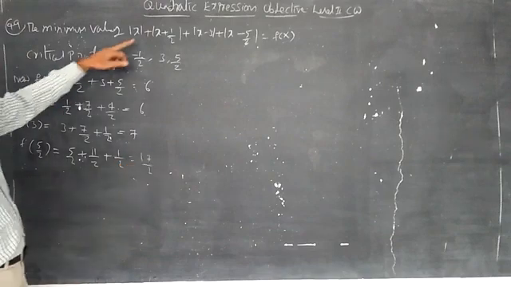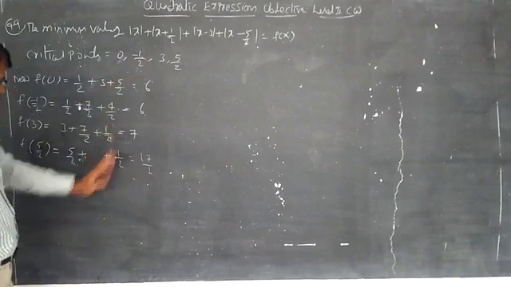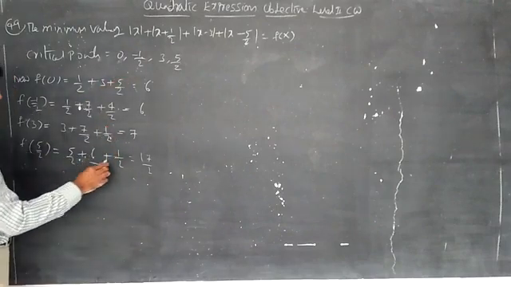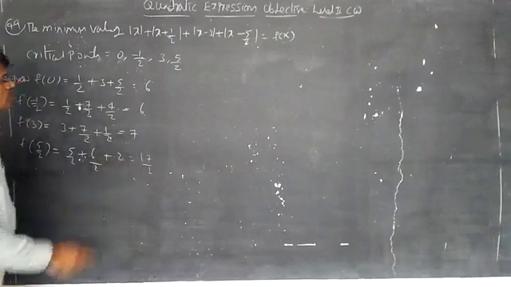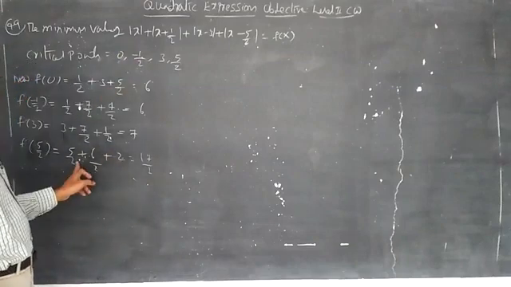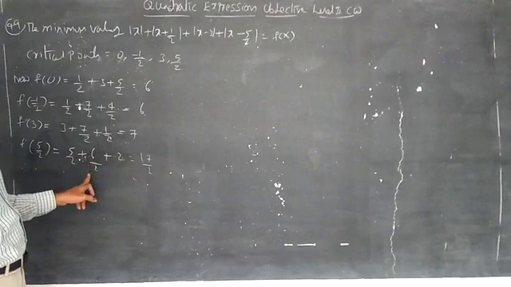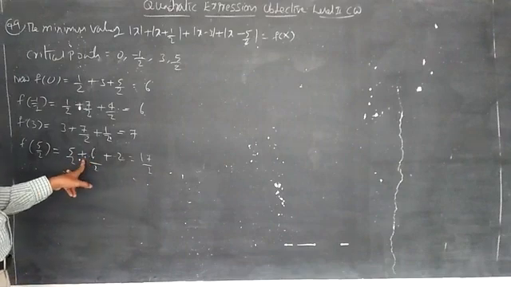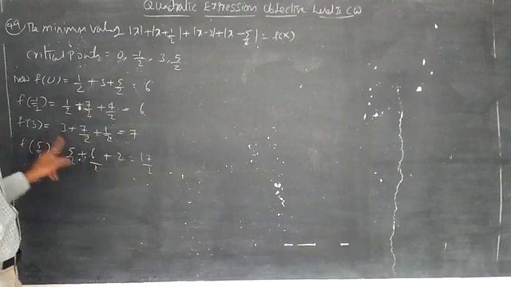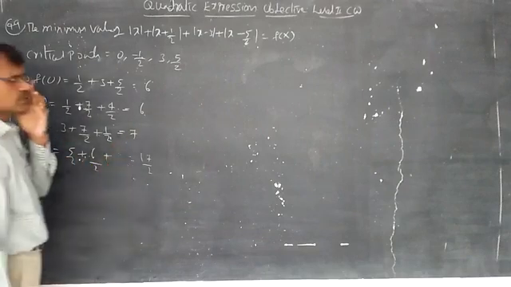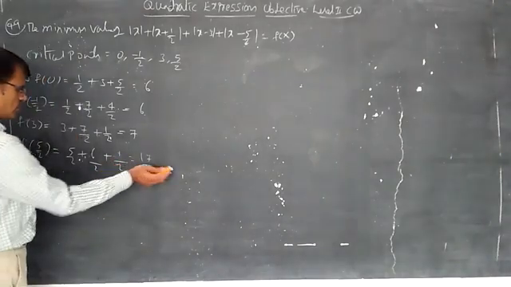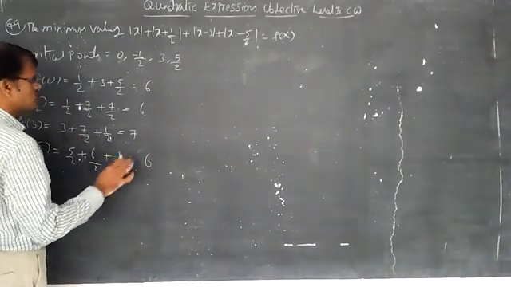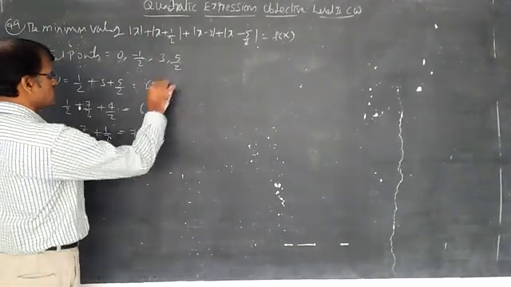5 by 2 plus 5 plus 1, 6 by 2. 5 minus 3, 2. 5 by 2 plus 1 by 2, 6 by 2. First 5 by 2, 5 6 11 by 2. 5 by 2 minus 3 becomes 5 minus 6. So it is 1 by 2. 11 plus 1, 12 by 2, 6. So minimum value is 6.